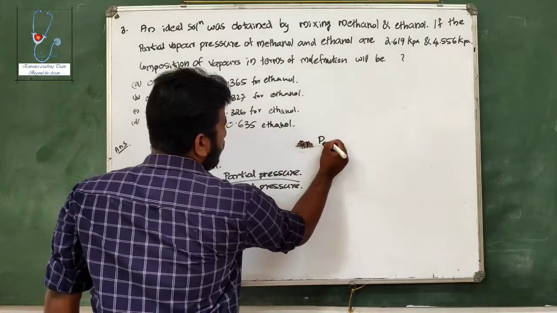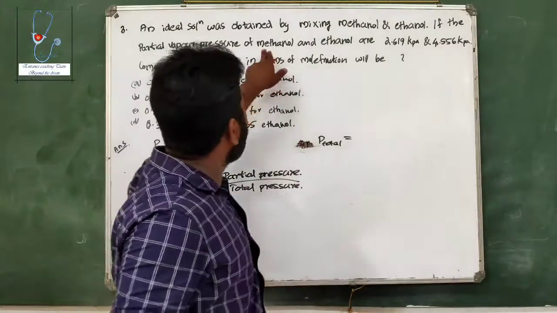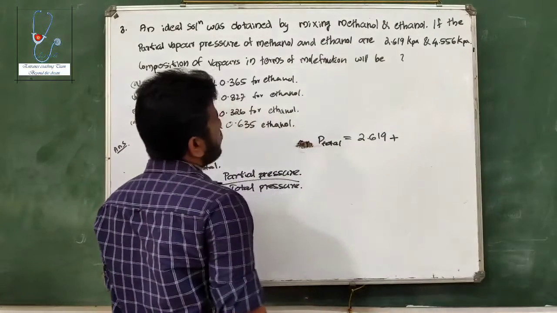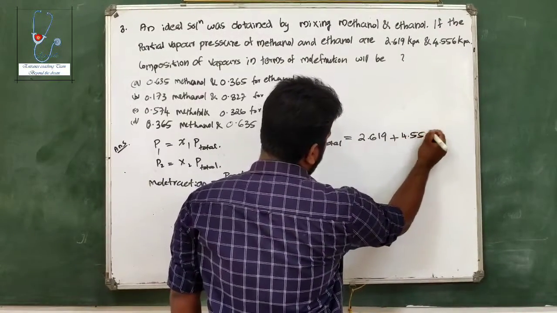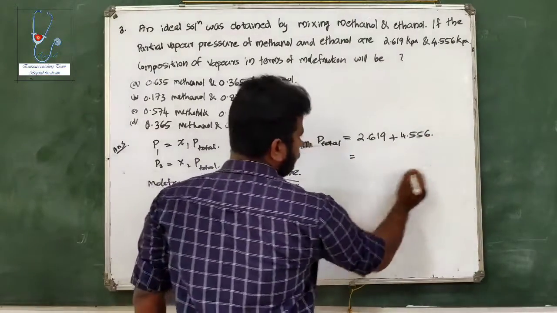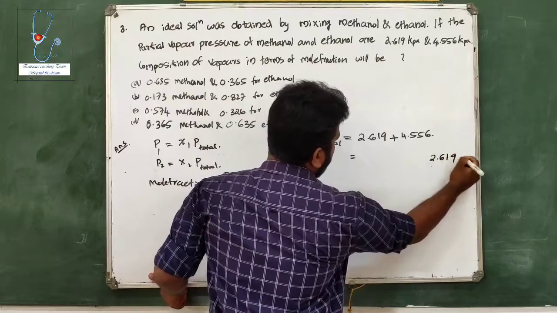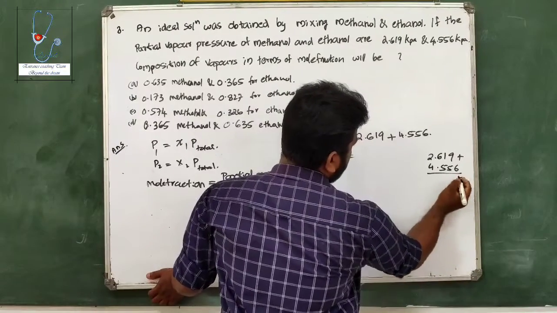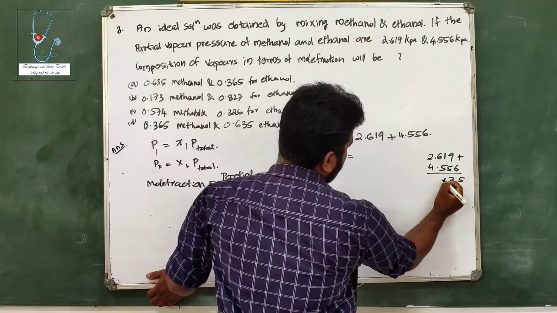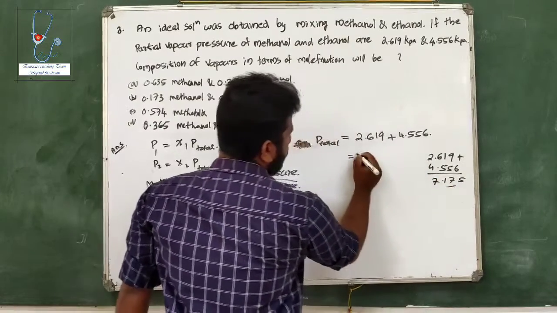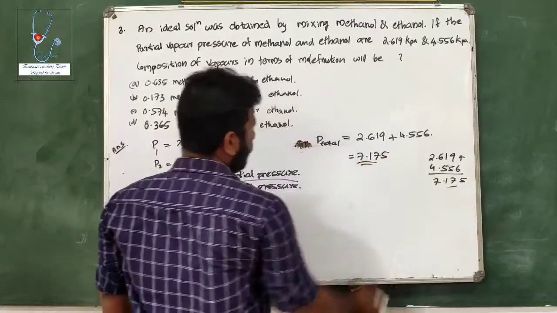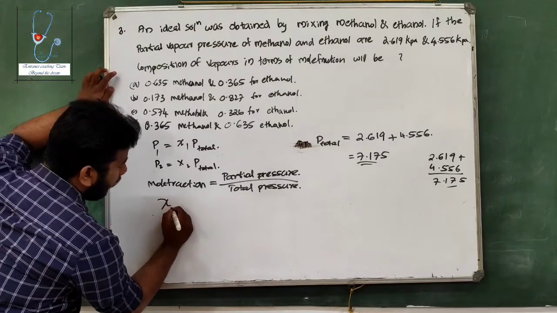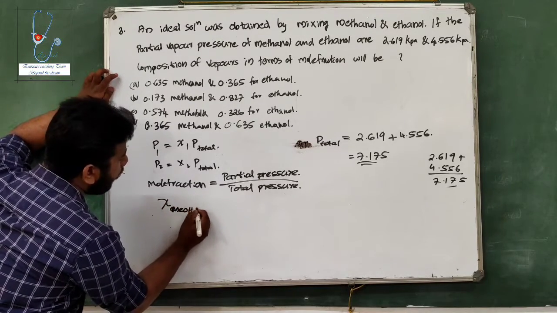Total pressure P total is equal to the partial pressure of methanol, 2.619, plus the partial pressure of ethanol, 4.556. Just calculate: 2.619 plus 4.556 is equal to 7.175. Total pressure we get is 7.175.